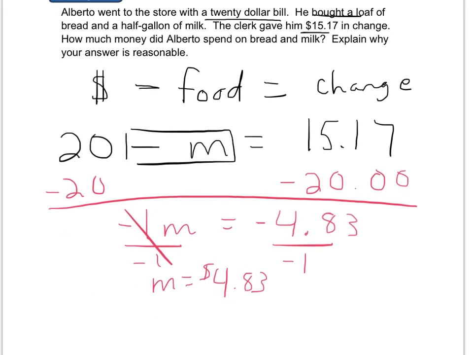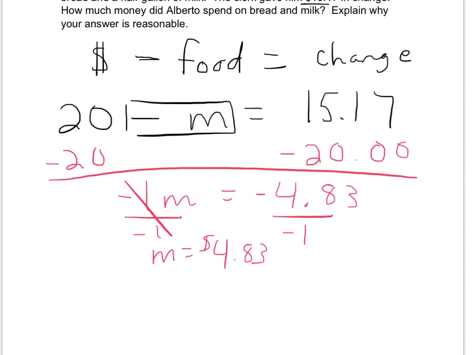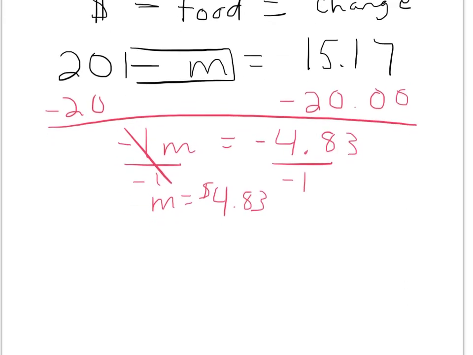We're also asked right here to explain why our answer is reasonable. So my answer is $4.83, and it is reasonable. Actually, I'm going to erase that. Let's go ahead and put that down here. We got some room. $4.83, and that is reasonable. Well, why is $4.83 reasonable?